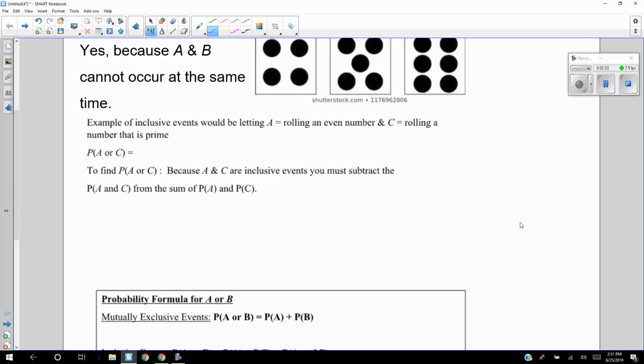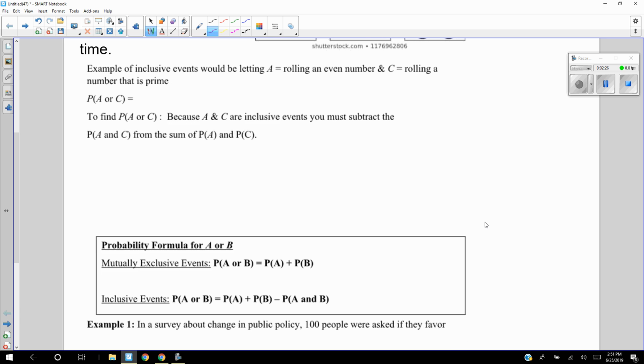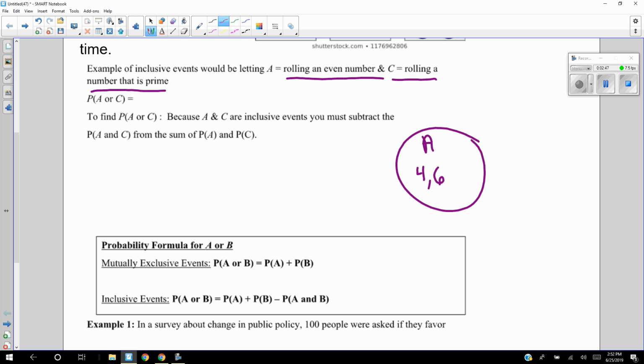Next up is inclusive events. So this next example, we're going to talk about inclusive events. We've got different events. So let's go and redraw the Venn diagram. Event A is rolling an even number. So that's a 2, 4, and 6. Event C is rolling a number that is prime. So prime numbers from 1 to 6 would be 2, 3, and 5. But both of these circles have 2 in common.